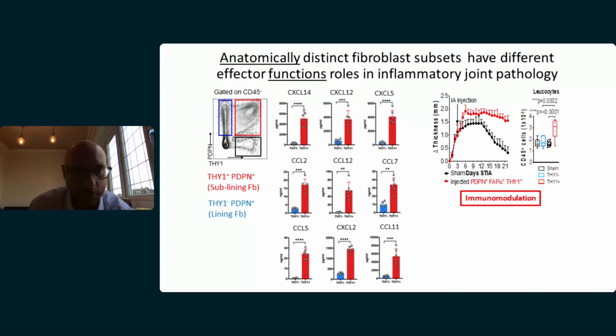But the real proof then came from taking those fibroblasts, adoptively transferring them into the joint of an inflamed mouse, and we were able to show that inflammatory arthritis was more severe and more persistent in those in which you inject those immunomodulatory fibroblasts. So real evidence that they have an immune effector function which is driving inflammatory arthritis, and it was associated with more recruitment of inflammatory cells.